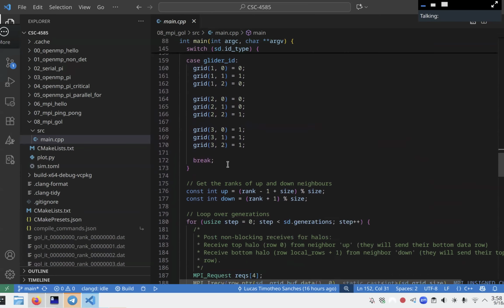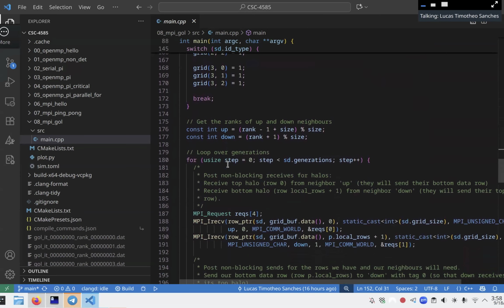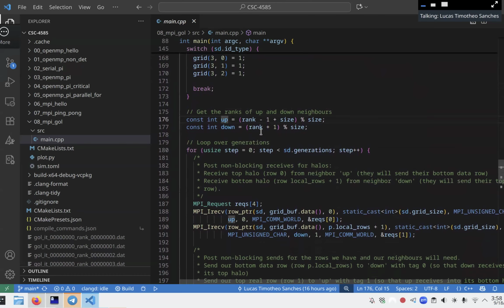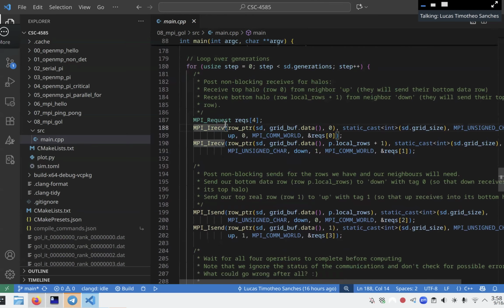So here we are getting who our neighbors are, right? I want to know what's the rank, what's the ID of the grid that's above me, and what's the ID of the grid that's below me, in order to do the communications I need. And this is where I do the magical communication, right? I say that I want to receive 2 rows of data, 1 row of data from the process above me and 1 row of data from the process below me.